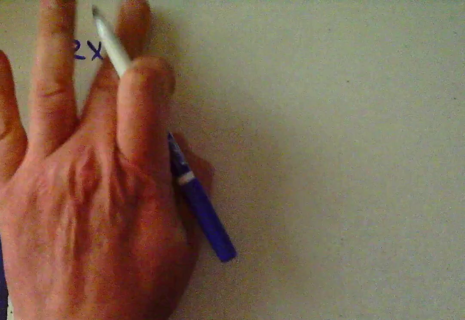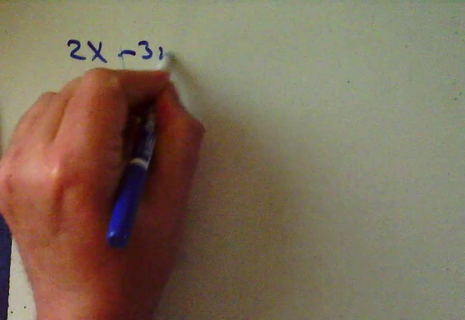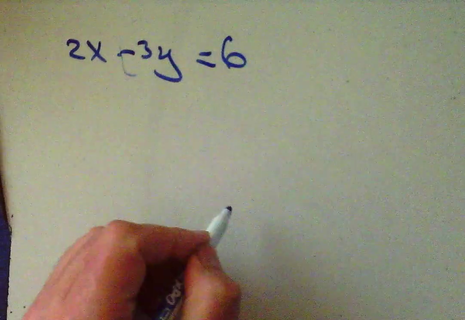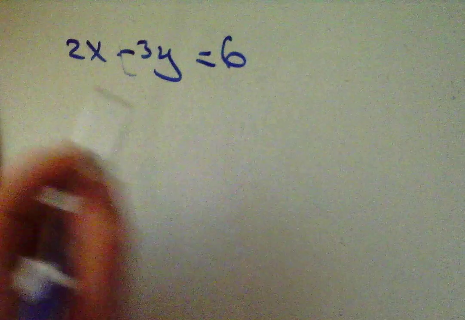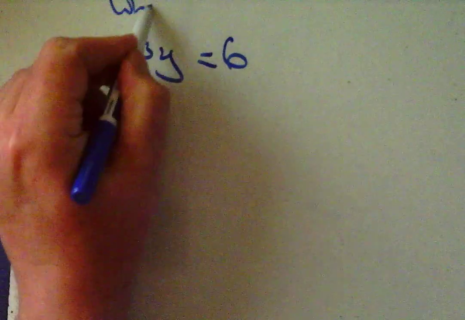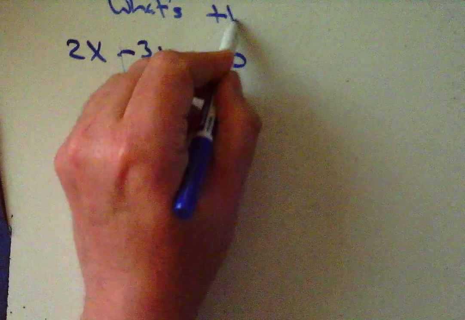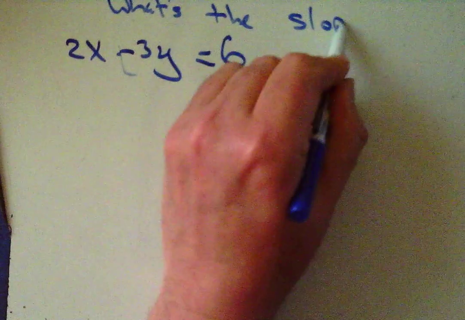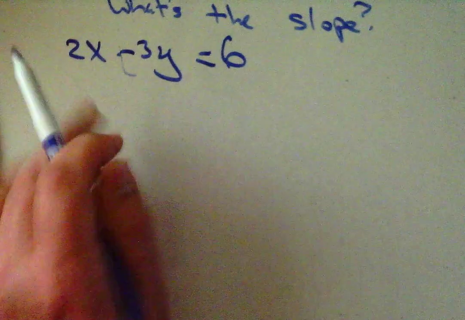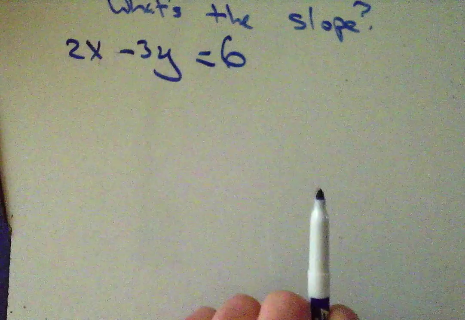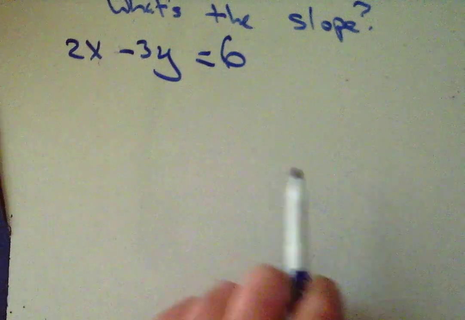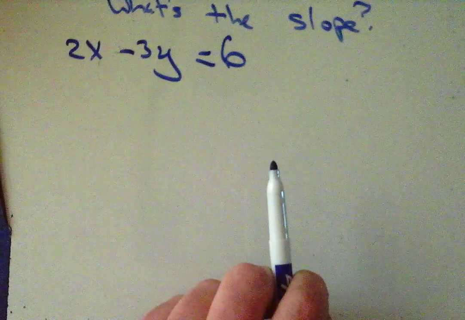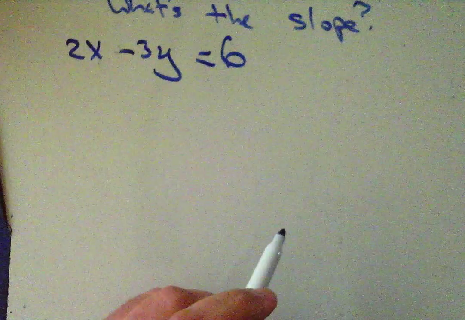So I'm going to give you this line, 2x minus 3y equals 6, and I'd like to know what's the slope. What's the slope of this line that's been given to us in standard form? Why don't you pause the video and give it a try? Figure out the slope here.